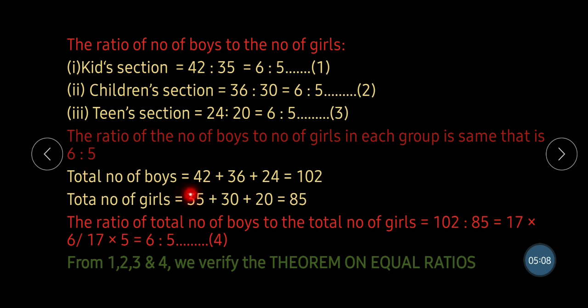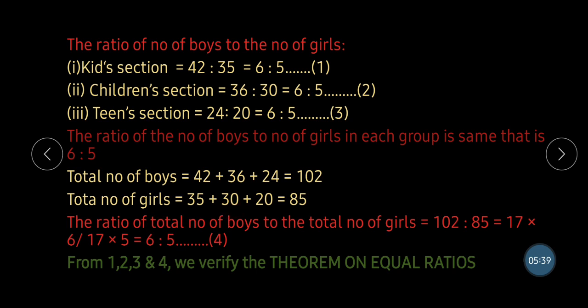Now, total number of boys is 42, 36 and 24. We will be adding them. So, 42 plus 36 plus 24 is equal to 102. Similarly, total number of girls is 35 plus 30 plus 20, which is equal to 85. Therefore, the ratio of number of boys to number of girls is 102 is to 85, that will give us 6 is to 5.